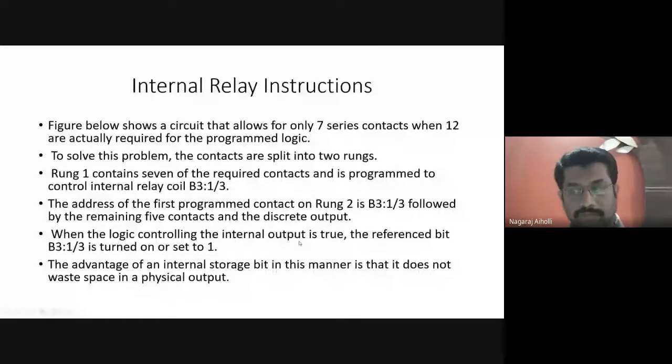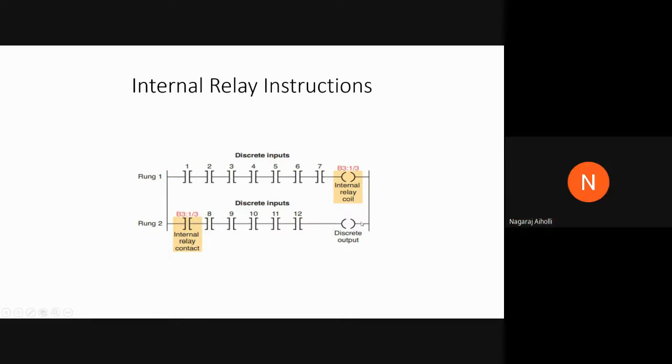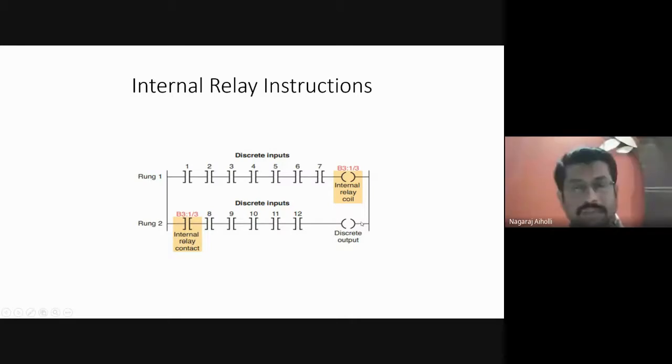When the logic controlling the internal output is true, when continuity is established from rung 1 input to rung 1 output, the coil will be turned on or energized. From there, continuity is established to the input of rung 2, and continues to the 12th contact of rung 2, and from the 12th contact the discrete output, or the on/off indicator that is connected, will be turned on. The logic controlling the internal output is true, so the reference bit B3:1/3 is turned on, or set to 1.